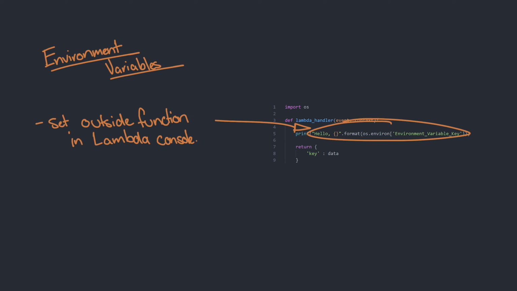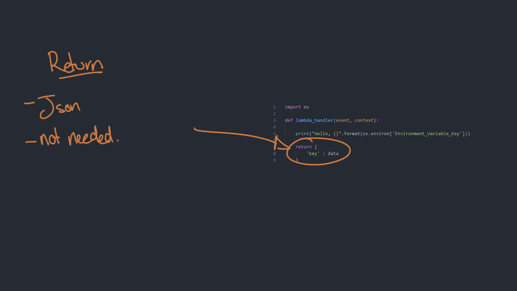Environment variables offer you a way of setting script variables outside of your code with the AWS Lambda console. For example, set the name of an S3 bucket or even store secrets securely and not hard-coded in your function. This handler function can also return data in the form of JSON if required. It is not mandatory to have a return statement.